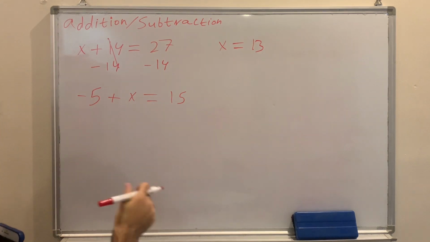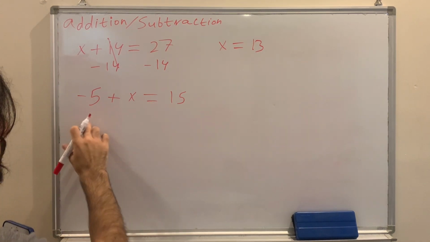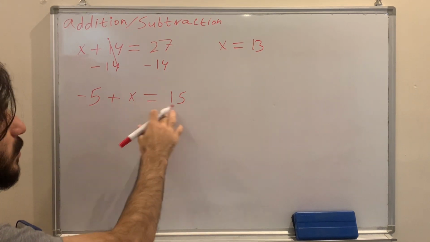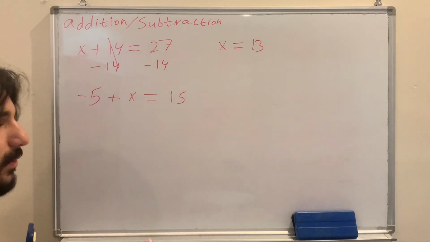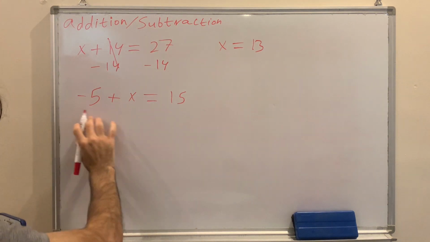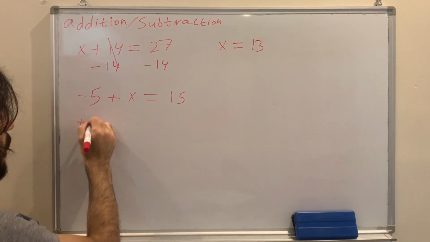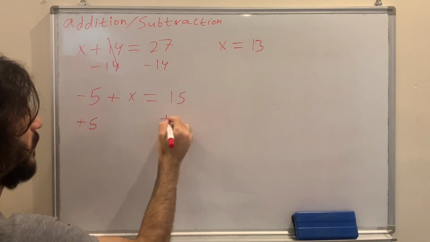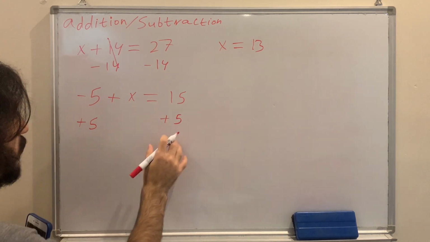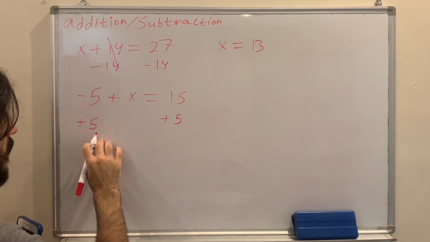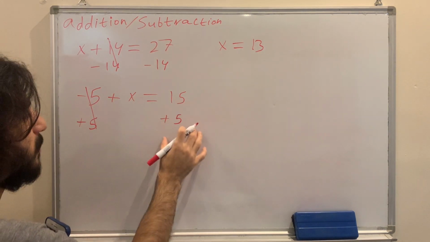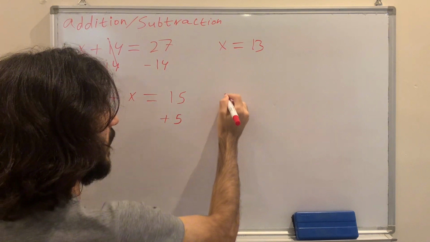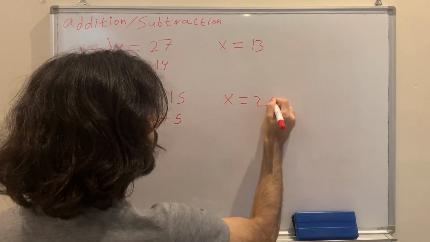And it's that simple. Let's go on to the next one. Negative 5 plus x equals 15. And here, again, it's simple. We take the opposite of negative 5, which is positive 5. When we add positive 5 on both sides, negative 5 plus 5 is 0. So these cancel out, and we get 15 plus 5, which is x equals 20.